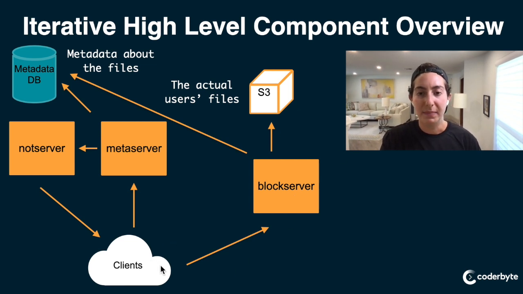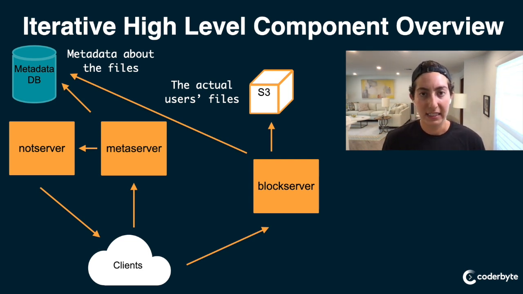So let's say I'm updating a line in my file. I might send to the block server that I updated that block. That gets saved in S3 as the actual file. And then it goes and talks to this metadata DB, because the metadata DB now needs to know that there's a new block that's part of this file, and that old block is no longer valid.